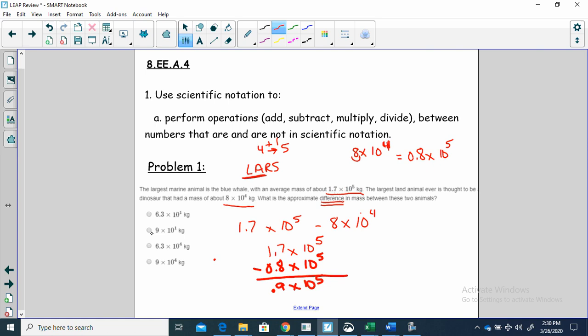Okay, now they've got it in exponential notation, right? So we're going to need to change this one from 0.9 times 10 to the 5th to 9. If I'm going one place, which way did I go? I went right, didn't I? Lars says if I go right, I subtract on my exponents. I start at 5, and I'm going right one place, so I subtract 1. 5 minus 1 is 4. 9 times 10 to the 4th. And there's our answer right there.